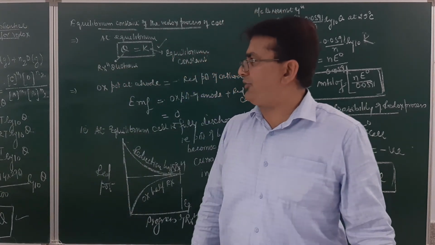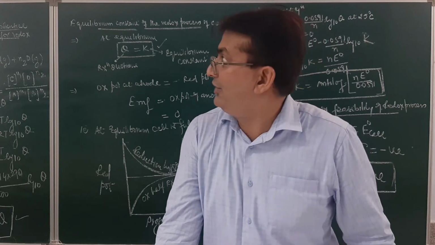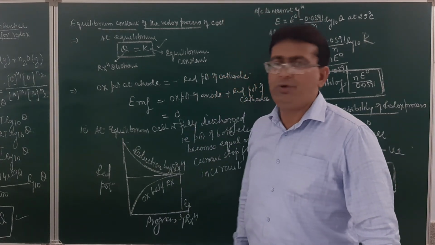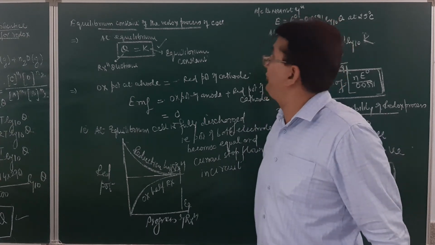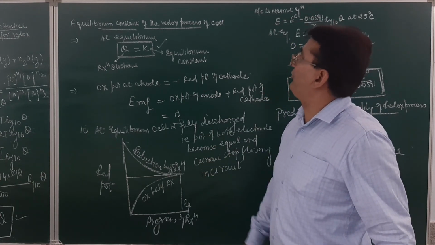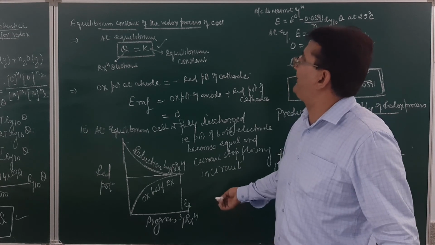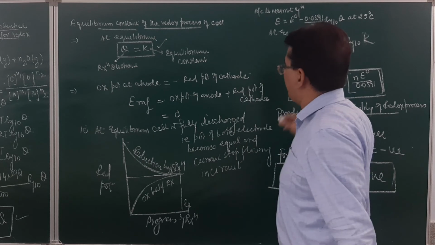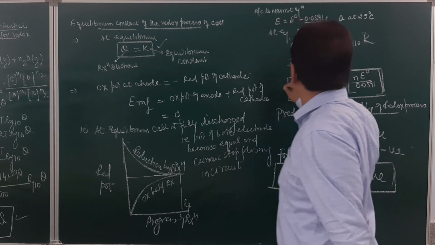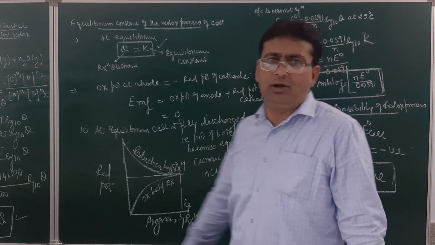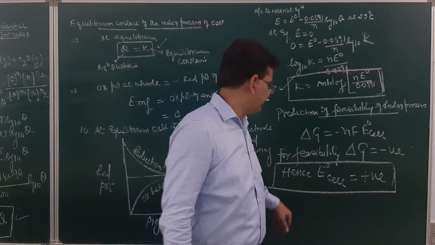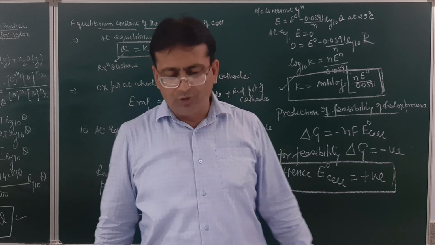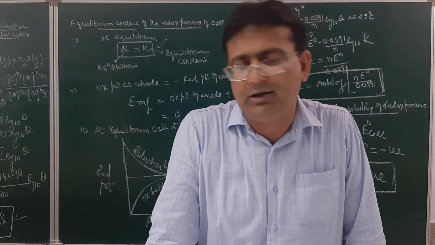So I think the lecture of the day must have been very, very clear to you. We have done the work done by the cell and the free energy change. We have done a very important equation, which is the Nernst equation. We discussed the concept of equilibrium constant of the redox process of the cell and its relationship with E naught. K will be equal to antilog of n E naught upon 0.0591. And for the feasibility of a cell reaction, E cell has to be positive. So I think, student, the things must have been very clear to you.